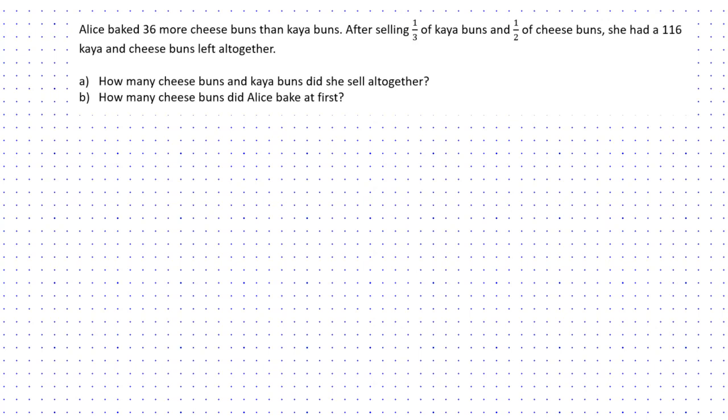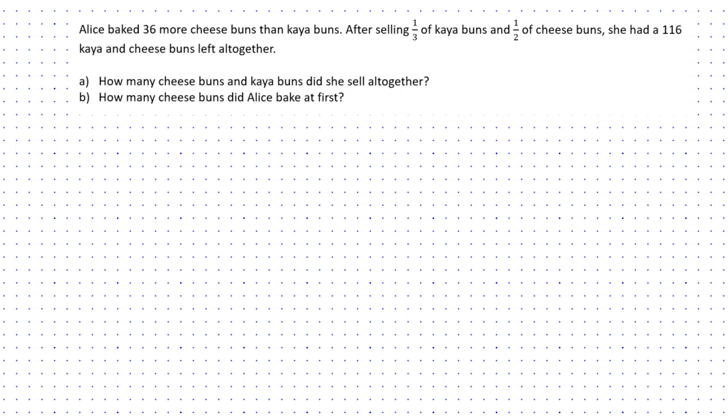Okay, this is a primary 5 mathematics question based on fractions. It says Alice baked 36 more cheese buns than kaya buns. After selling 1/3 of kaya buns and half of the cheese buns, she had 116 kaya and cheese buns left altogether. So question 1 is, how many cheese buns and kaya buns did she sell altogether?